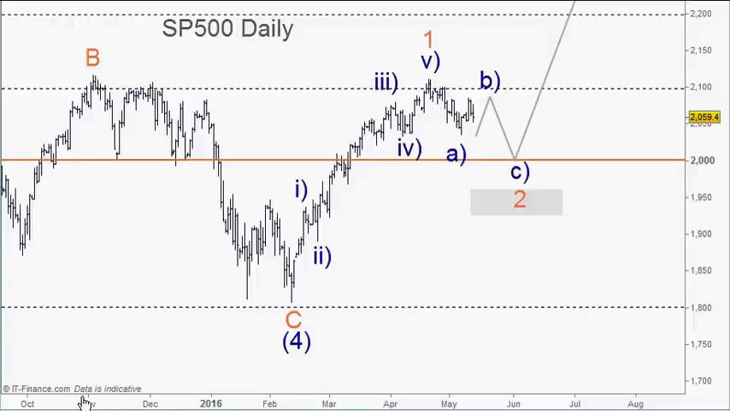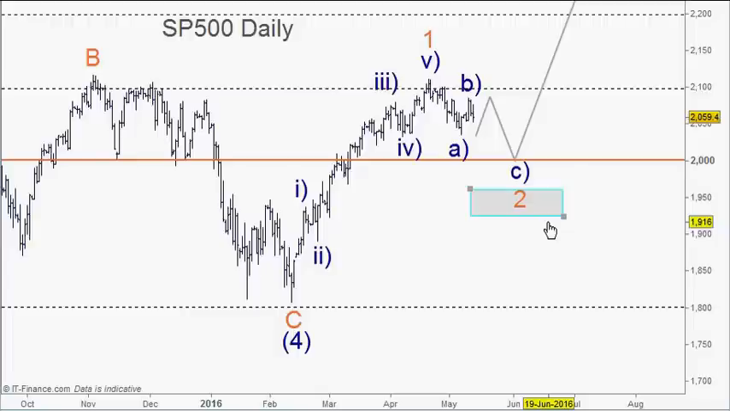With the S&P on the daily chart here, wave A is in place and wave B is in place now, and we're working wave C to the downside. Normally there's some sort of equality between wave A and wave C, so I think that 2000 would be a reasonable target area, but we'll need to look at the internal structure as it develops.